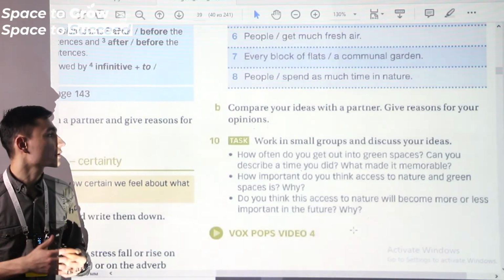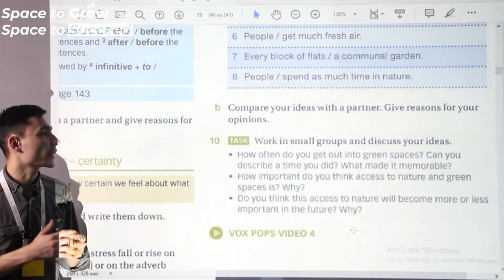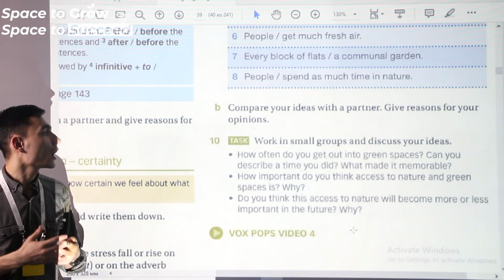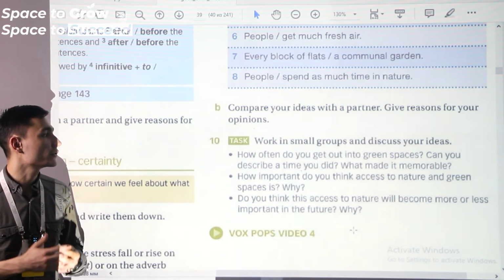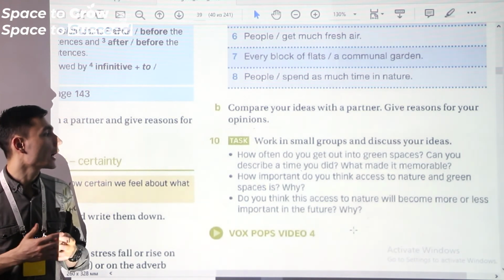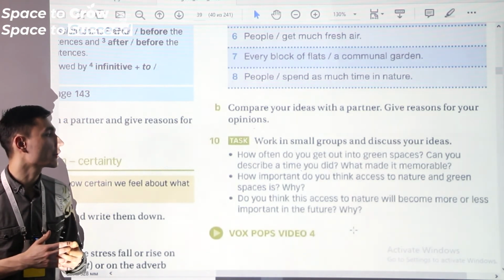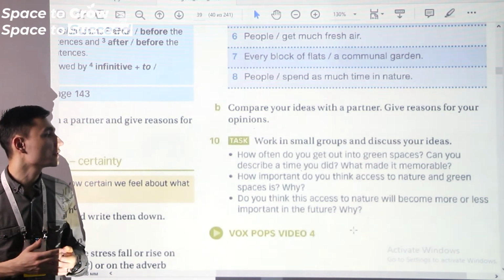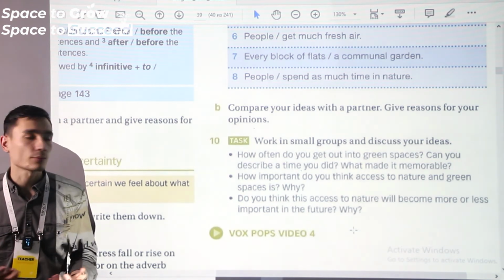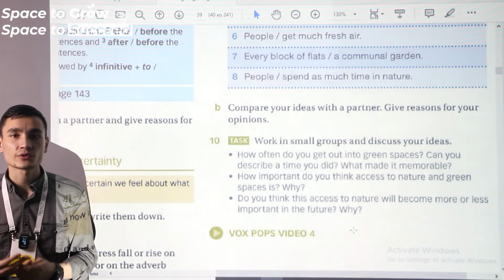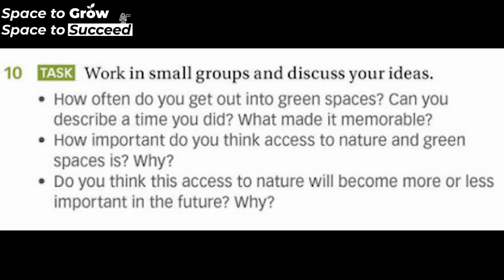Exercise 10. Task. Work in small groups and discuss your ideas. And here the questions are: how often do you get out into green spaces? Can you describe a time when you did? What made it memorable? How important do you think access to nature and garden spaces is, and why? Do you think this access to nature will become more or less important in the future, and why? Pause the video and try to answer these questions in a written form.